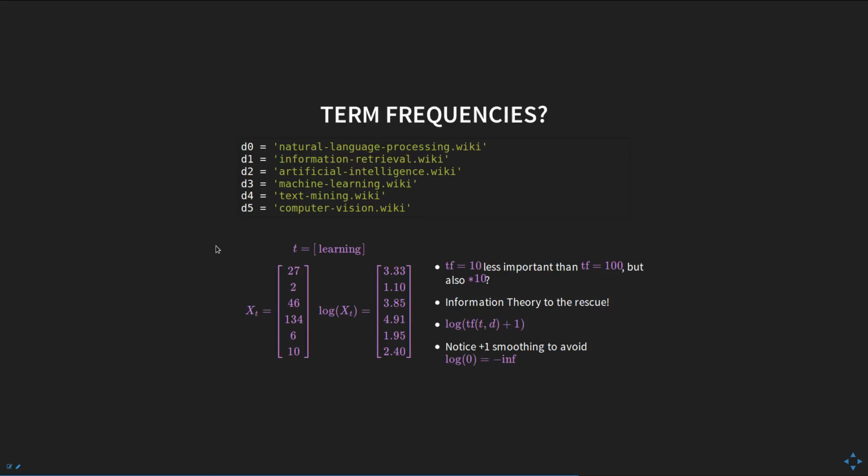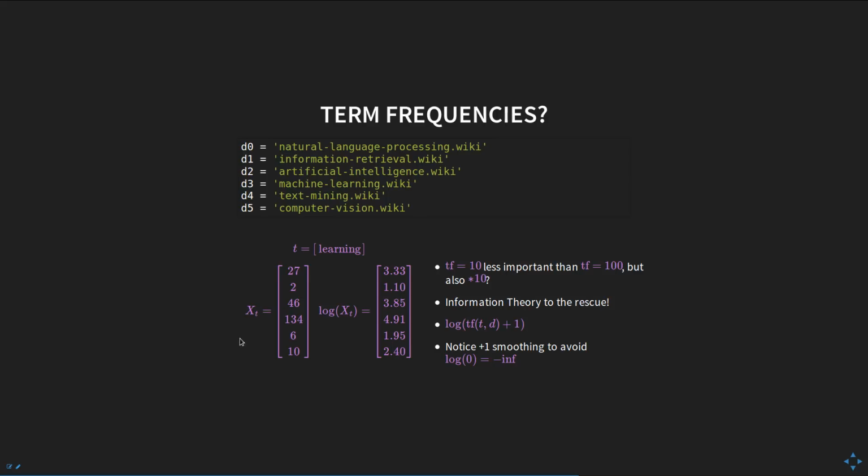However, if you consider the information that term frequencies give us, is the term learning very relevant in artificial intelligence? It is, probably. However, is it also relevant by the factor by which it is higher than, for example, the 10 in computer vision? Does this reflect the amount of information?